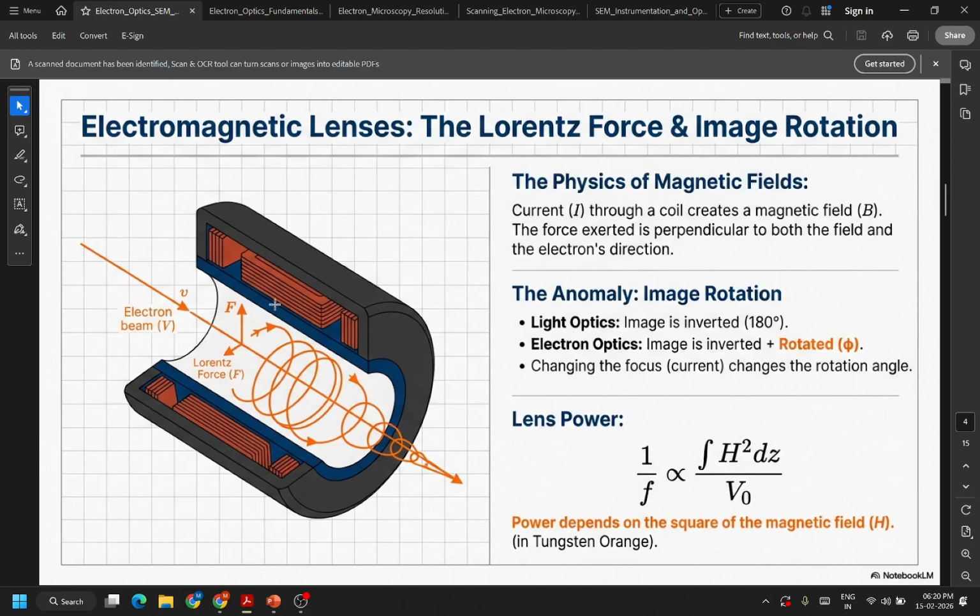Now that was electrostatic lenses. Now this is electromagnetic lenses, where the current through these coils creates a magnetic field which exerts a Lorentz force perpendicular to the electron direction and perpendicular to the magnetic field, which creates a helical path. And once it comes out, it gets focused at a central point.